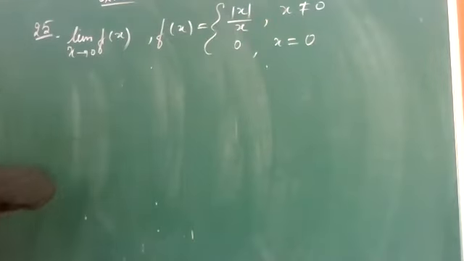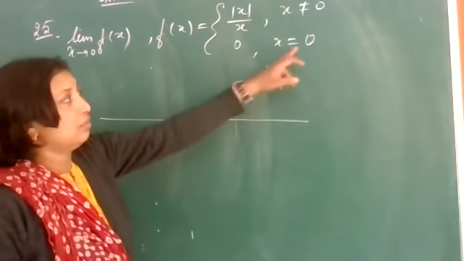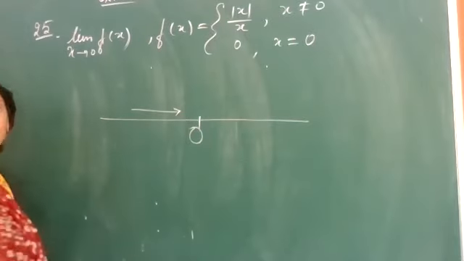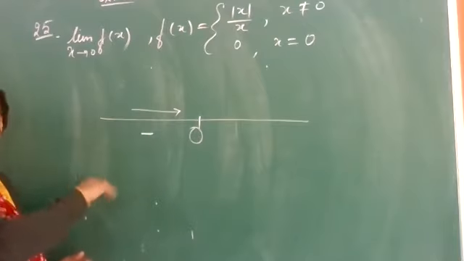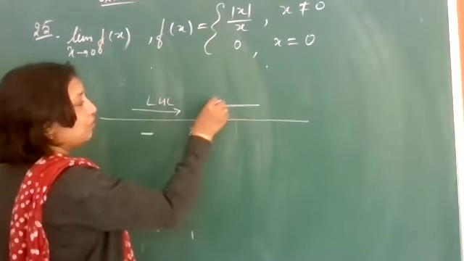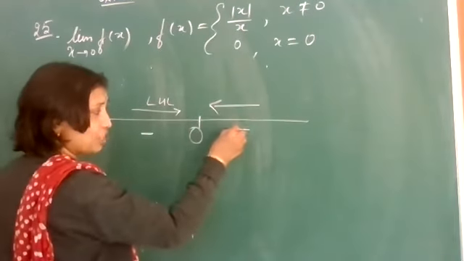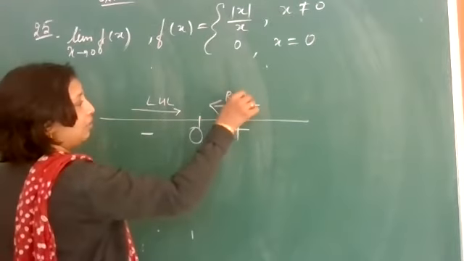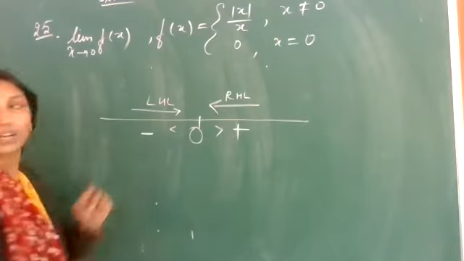See, when we find out left hand limit and right hand limit, let's take a number line. We have to check the point given as 0. We can reach 0 from the left side of 0, that is from smaller values, minus values of 0, to 0. Then it is left hand limit. We can reach 0 from the right hand side also, that is from plus values of 0 towards 0. So we say it as right hand limit, right?